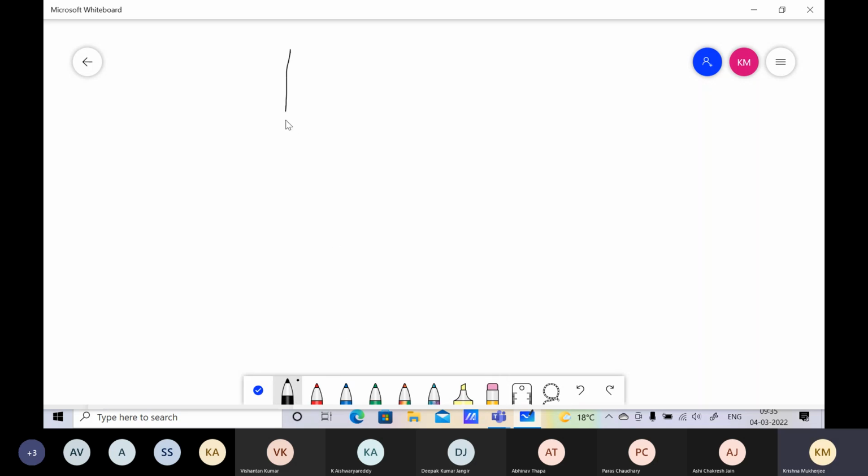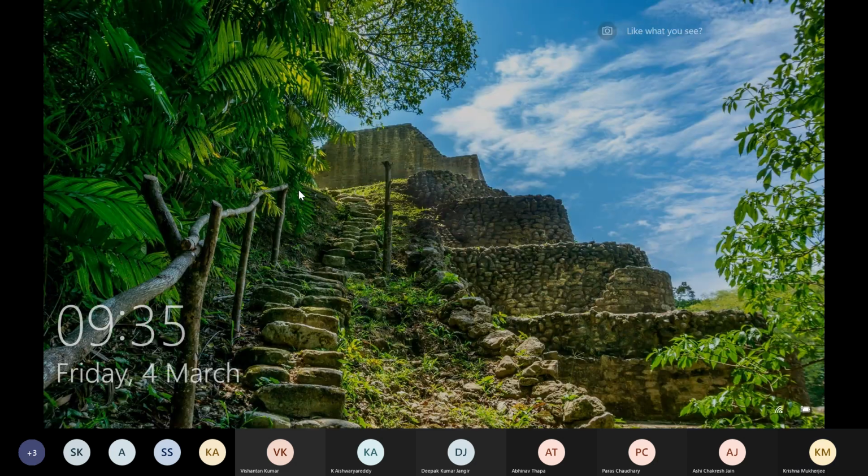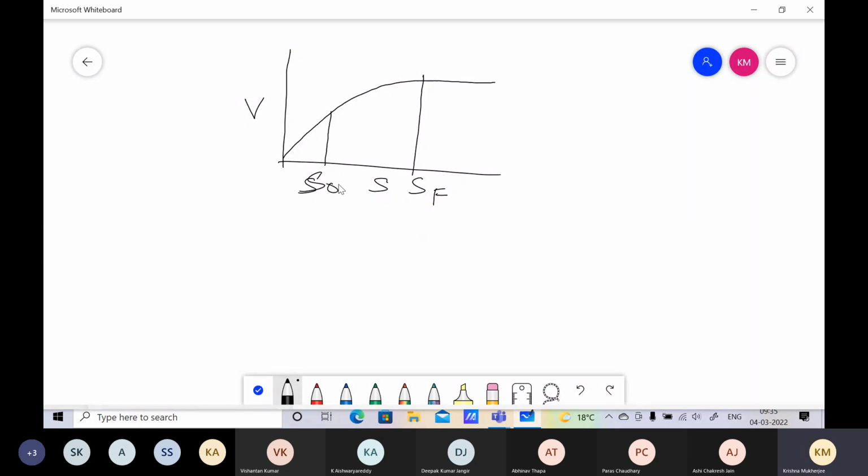So, this is your reaction kinetics. Any reaction kinetics, this is the reaction rate V versus S, right? And let us say this is S in, SF, and let us say this is S out. Can all of you hear me and see me? See the board? Yes, sir.